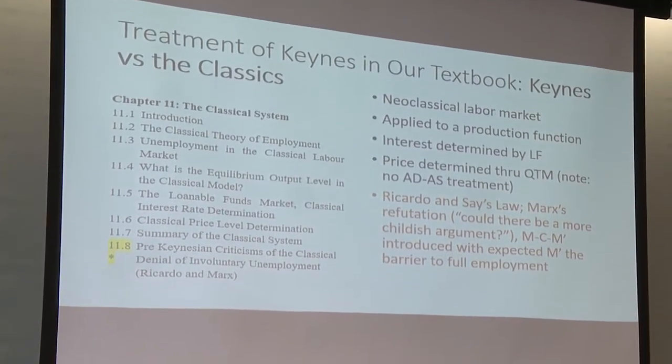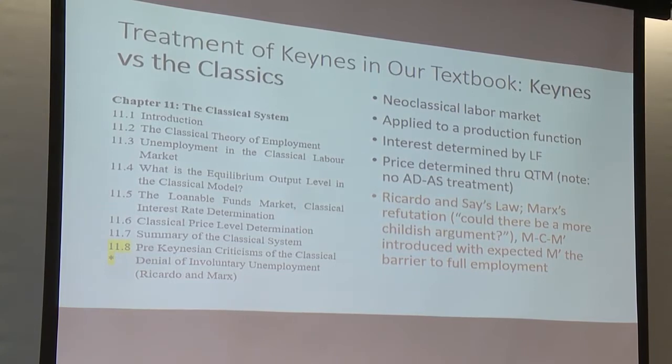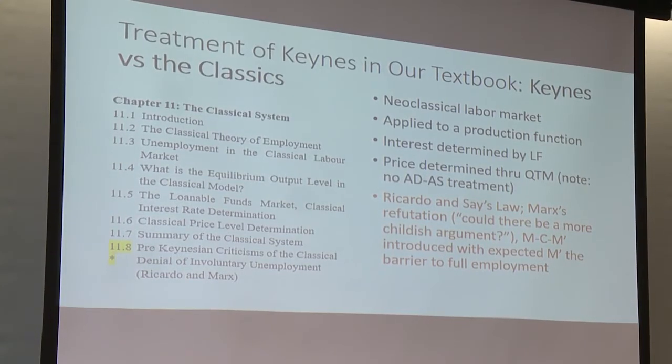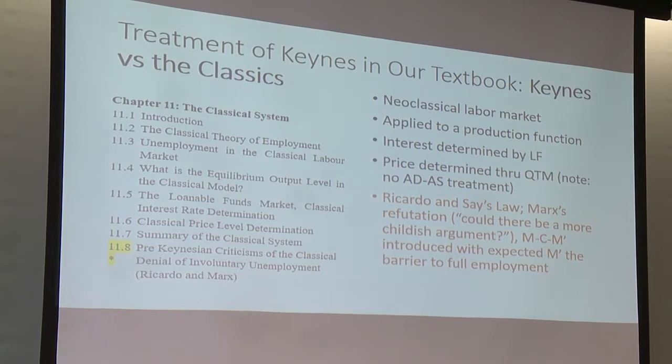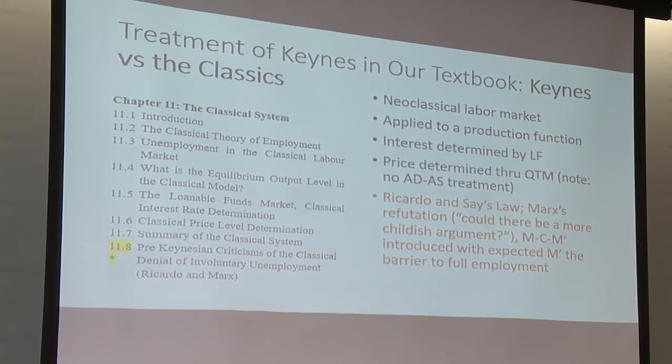On the left-hand side is just chapter 11, which is where we introduce the theory that Keynes was arguing against. And for the Keynes scholars here, you know that it was not coherent. Keynes is the one who actually had to make it coherent. So he said, if this is your conclusion, this must be what you believe. Okay?